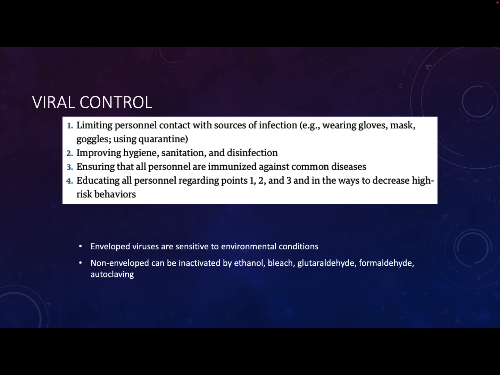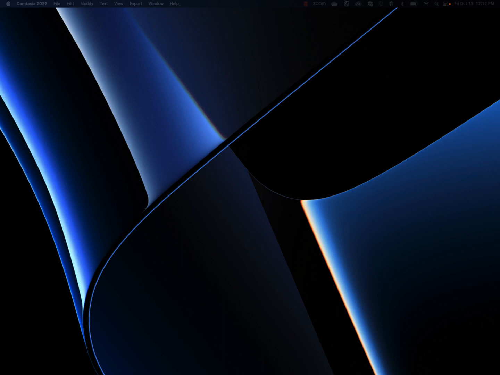Again, enveloped viruses are pretty sensitive to environmental conditions. So just by cleaning the room with a disinfectant, you can usually get rid of most enveloped viruses. Non-enveloped viruses can be inactivated by things like ethanol and bleach. It requires just a little bit more in order to get rid of non-enveloped viruses on surfaces. And again, as we talk about the different viruses, we'll talk about what you can do to control those infections.